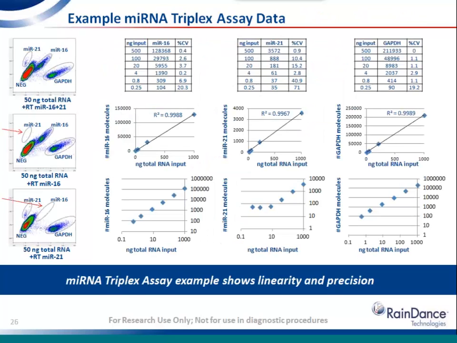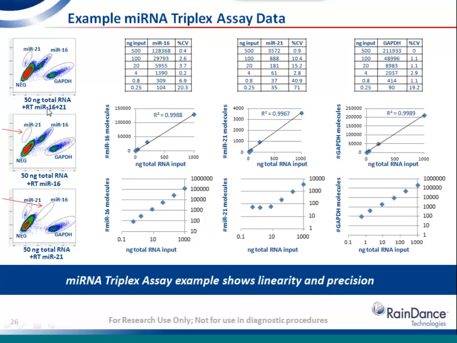Finally, some titrations using a triplex assay are illustrated in this slide. On the left, you can see the triplex assay, miR21 with a Vic probe, GAPDH with a FAM probe, and miR16 now with a mixture of Vic and FAM probes.